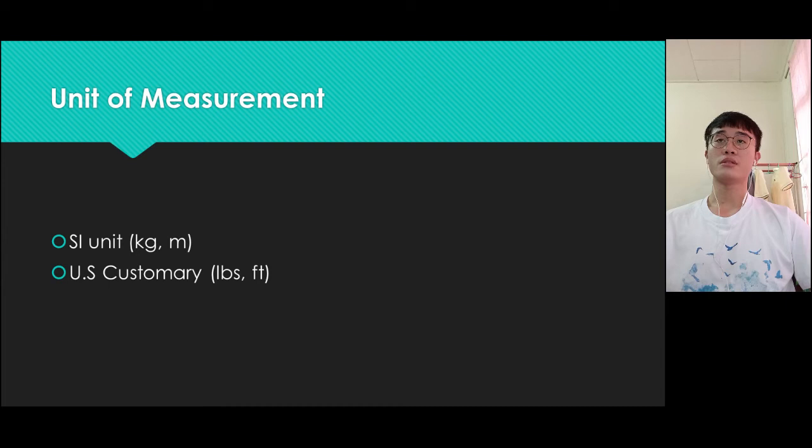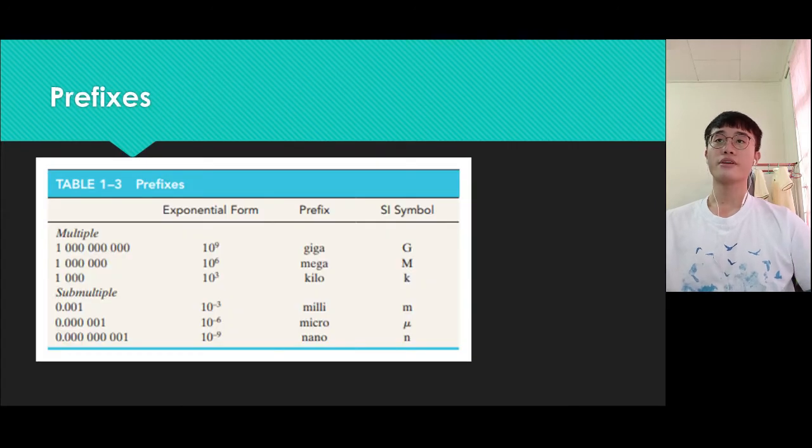Unit of measurement. We actually use the SI unit and US customary in static. For example, in SI units we have kilogram and meter, and in US customary we have pound and feet. Prefixes. Prefixes are symbols that are used to simplify digits that are very big or too small. Here, table 1-3 shows examples of prefixes.